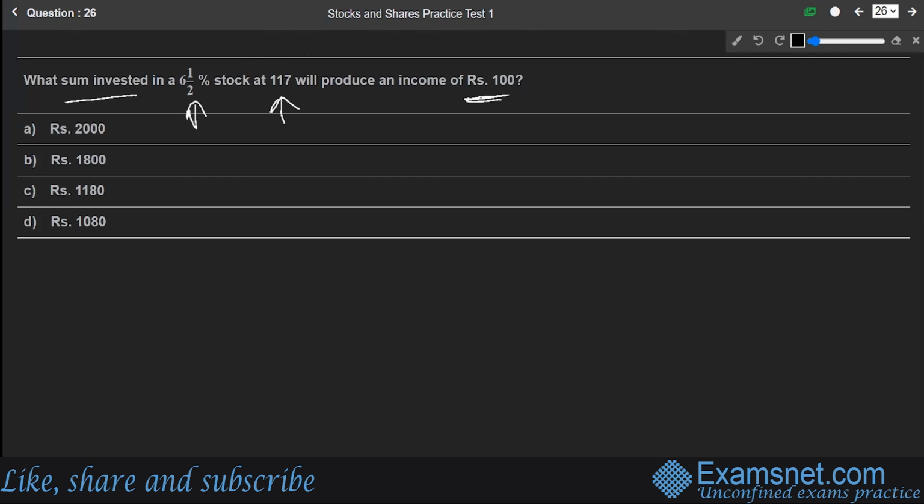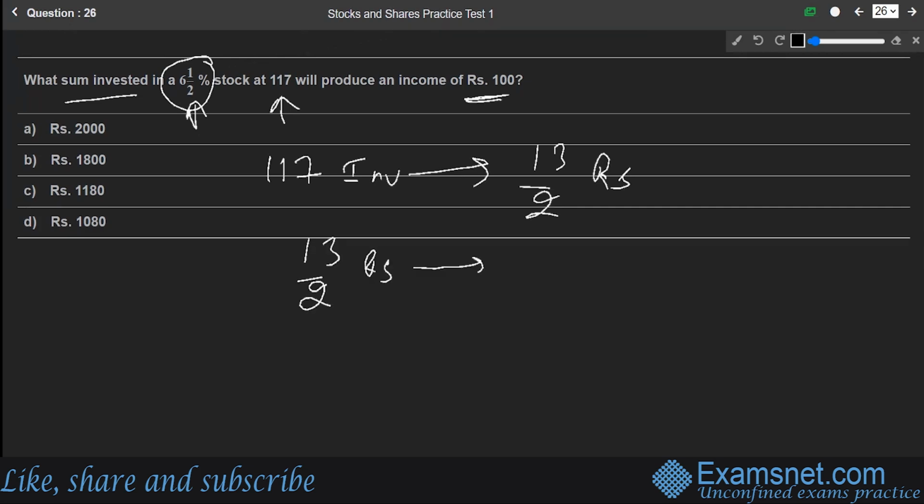So we can clearly write down here 6.5% is the value received. So we can write down 117. If you invest 117 rupees, then you're going to get an income of 6.5. 6.5 is nothing but 13 by 2. We can write down like this. If you invest 117, you're going to get the income of 13 by 2 rupees. So 13 by 2 is received when you invest 117 rupees as an investment.